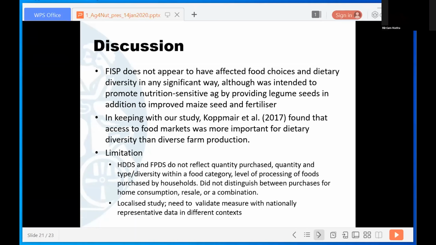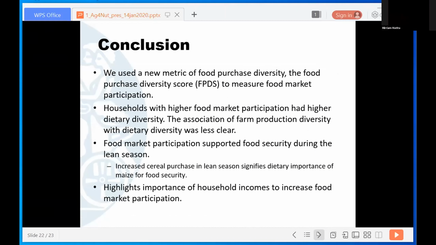So in conclusion, we have used a new metric of food purchase diversity, which we are calling the food purchase diversity score, to measure food market participation. And households with higher food market participation had higher dietary diversity. The association of farm production diversity with dietary diversity was less clear in the results that we have. But we also found that food market participation supported food security during the lean season. This was more observed with the increase in purchases of cereals, which signifies that they are important in the diets of Malawians for our food security. And besides that, for one to purchase things in the market, they need the income to be able to do that. So this study also points to the importance of household incomes in increasing food market participation. Thank you very much.